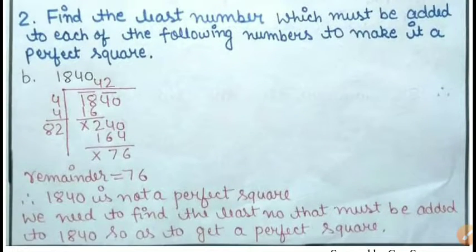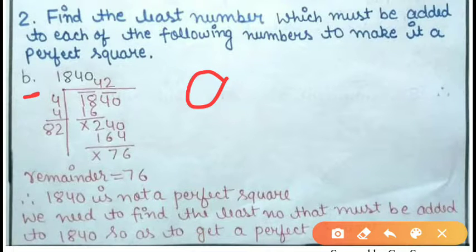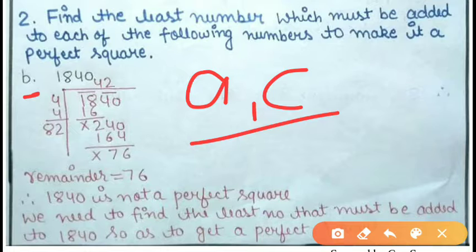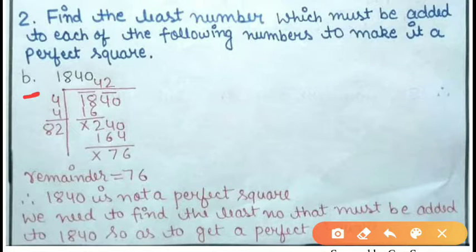Next, question number 2 is, find the least number which must be added. In the previous question it was subtracted and here it is added to each of the following numbers to make it a perfect square. Okay, so I am taking question B. Three questions were there, A, B, C. A and C will be your homework. You try it by yourself. So 1840.